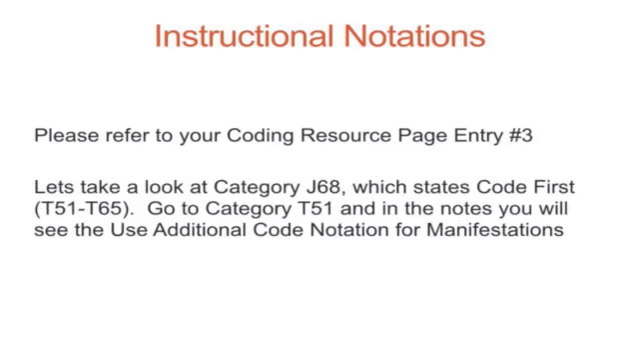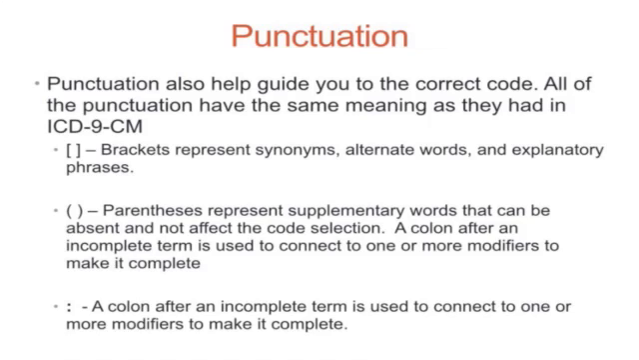Please refer to your coding resource page entry number 3. Let's take a look at category J68, which states code first T51 through T65. Go to category T51, and in the notes you'll see the use additional code notation for manifestations. Punctuation also helps guide you to the correct code. All of the punctuation have the same meaning as they had in ICD-9-CM. Brackets represent synonyms, alternate words, and explanatory phrases.